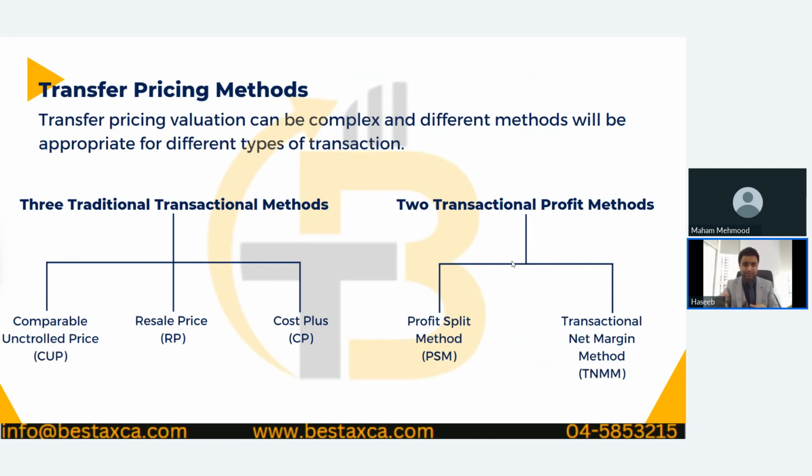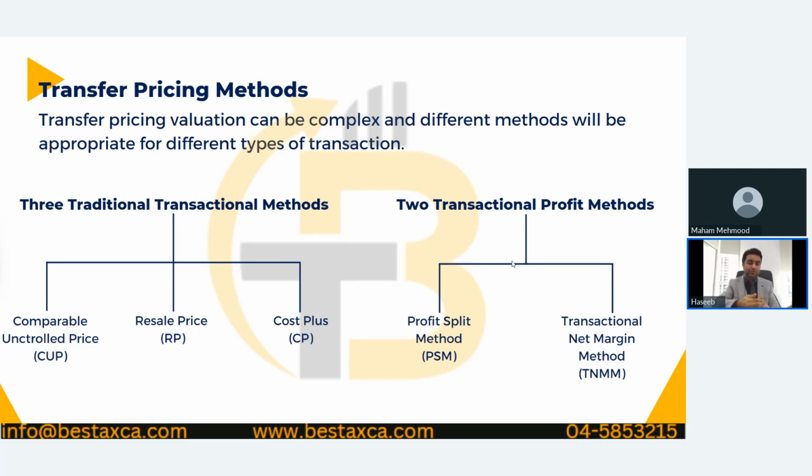Then there is the resale price. Resale price means that if I am buying a product from my related party, I need to check, if I resell this to the end customer, how much that customer will pay. For example, let's say I buy $100,000 worth of goods from my related party, and when I go to market, the price I can sell those goods for is maybe $110,000. Of course, I need to keep my margins.